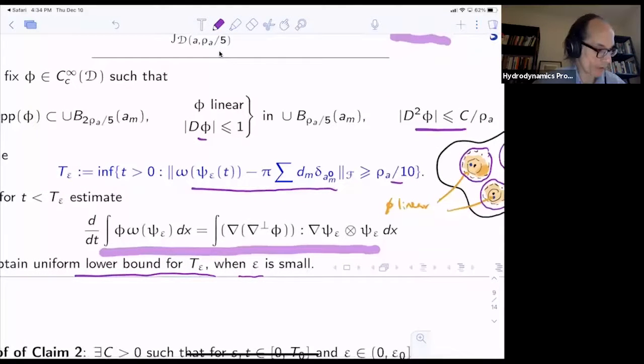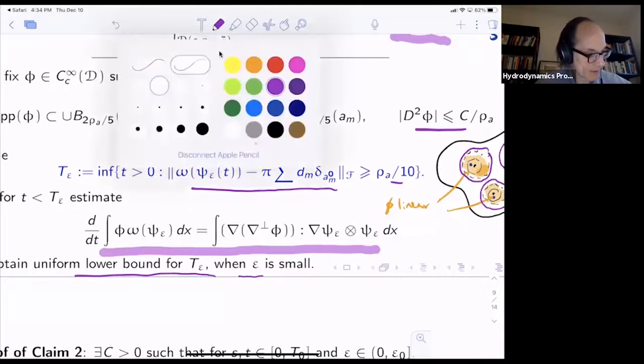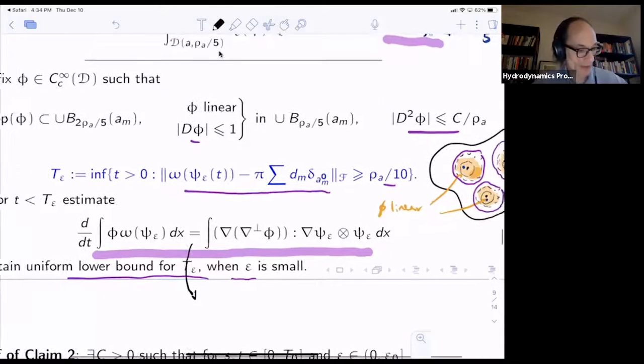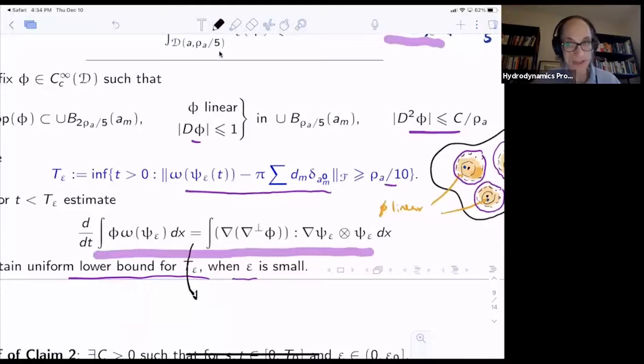I'm going to use the identity for the evolution of vorticity. And what happens when I do this? Let's go down here. Well, first of all I can see the second derivative of this test function phi vanishes in the region where the function is linear. So it vanishes in a ball around each point a0m. And in addition, it clearly vanishes off the support. And so the second derivatives are supported in these annular regions.